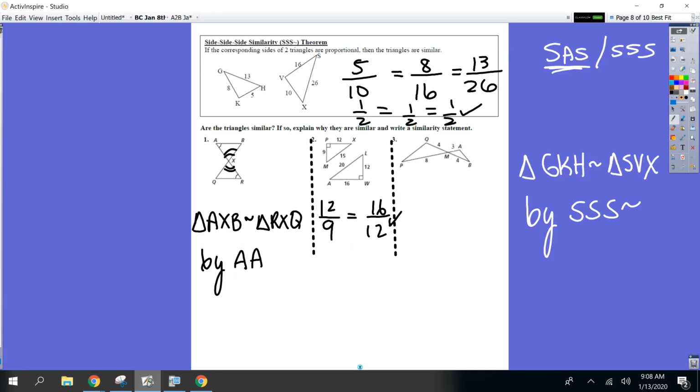Give me a good statement. Triangle PMX is similar. Dylan, you hear that? Yep. L, nope, W, L, A. Thank you. By what method, John? Side angle, side similarity. Good.